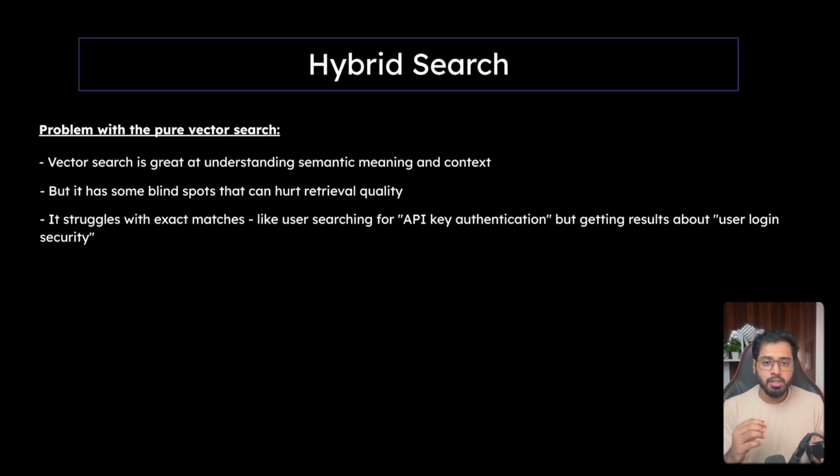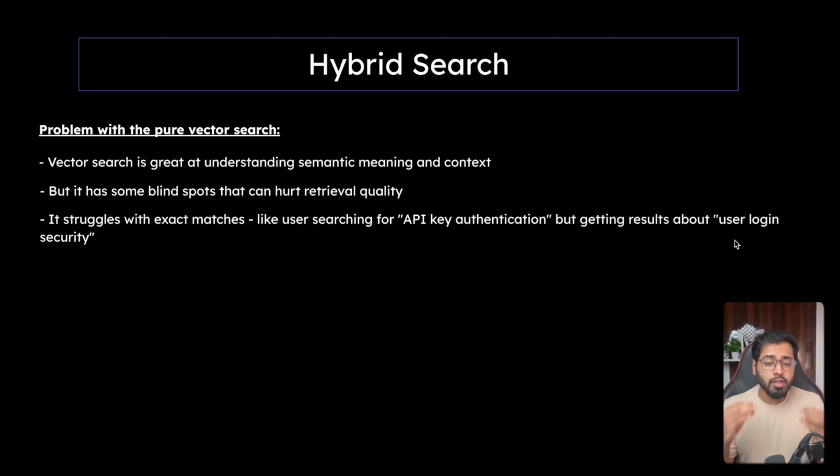Because vector search uses embeddings that look at the semantic meaning of a particular sentence or a couple of words. So it looks at API key authentication, and user login security is very similar to, closer in meaning to API key authentication. So that is why this particular chunk is retrieved, right? This we already know.